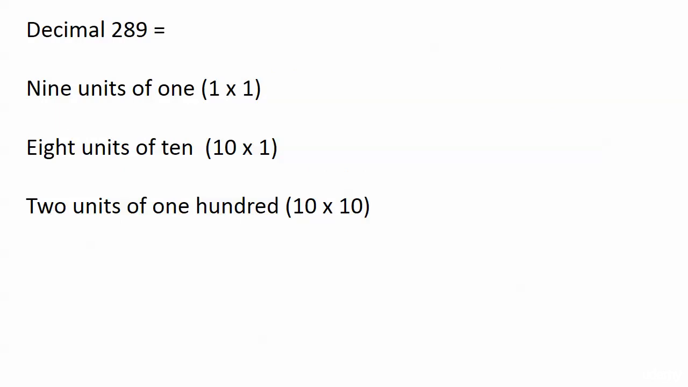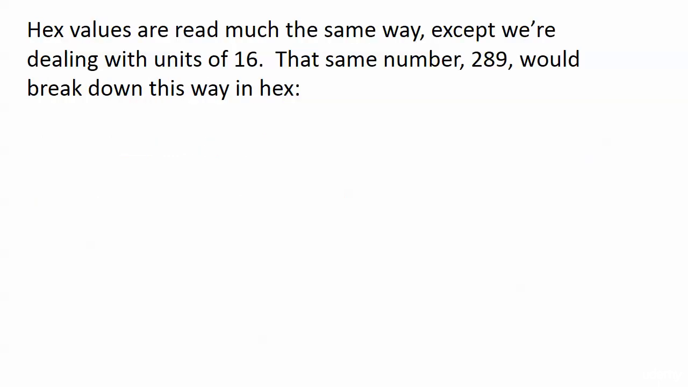And you're just going from right to left. You've got 9 units of 1. Then you're going to move up to 10, 10 times 1. 8 units of 10. And then for the next number up, the units are 100. You've got 2 of those. So it's 289. We don't look at the decimal 289 and say, okay, that's 2 units of 100, 8 units of 10, 9 units of 1, because we use it so often. And it doesn't necessarily stop there, because if this decimal were 7289, what would the 7 represent? Of course, 7 units of 1000, which would be 10 times 100. Well, hex values are really read much the same way, especially when you're learning them, but we're dealing with units of 16.